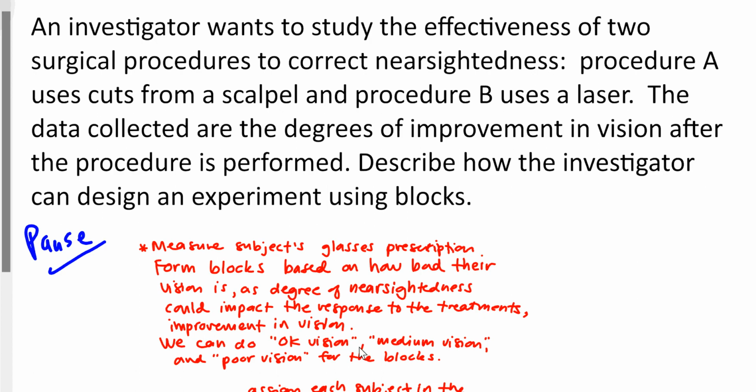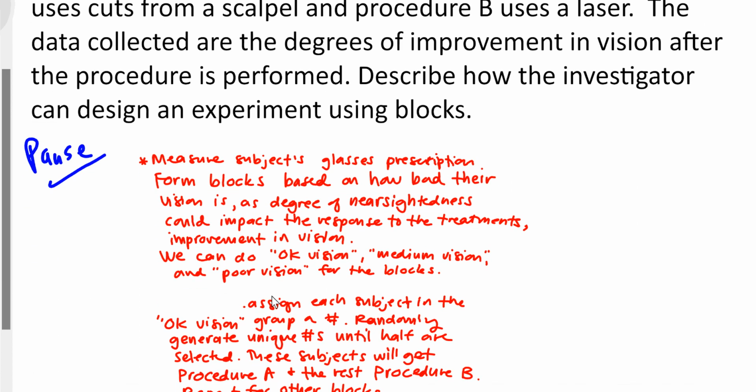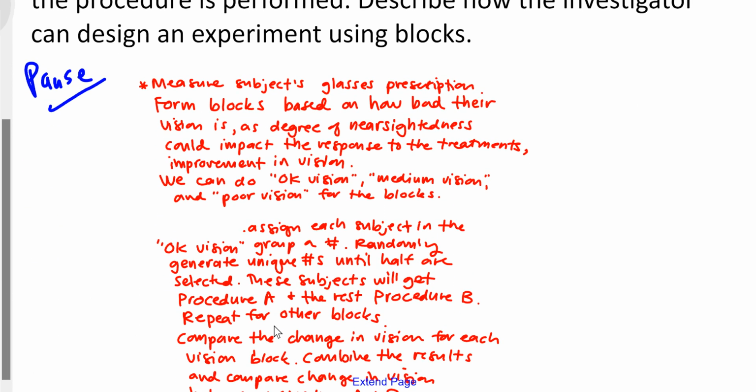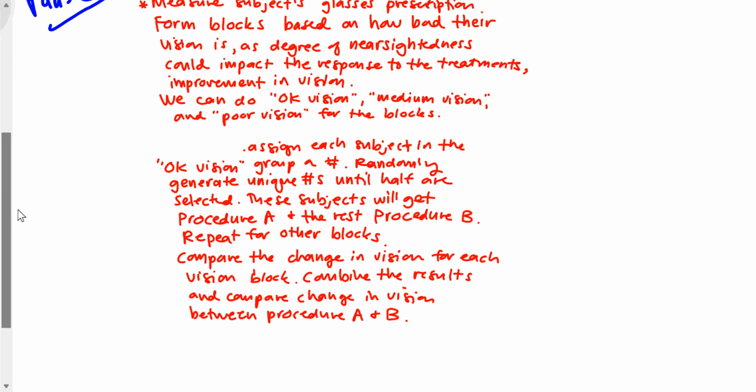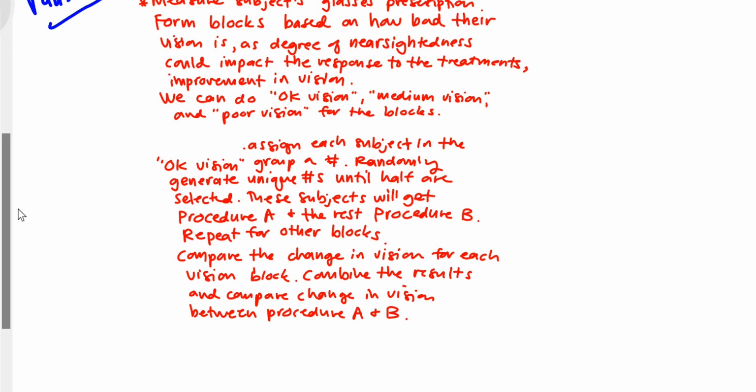Now in those 3 different blocks, maybe we say good, decent vision, medium vision, bad vision, something like that. But it's going to be different depending on how you start. So let's divide them into those 3 groups. And this is how I'm doing it without the diagram, but you can do this written out in paragraph form or in bullet points.